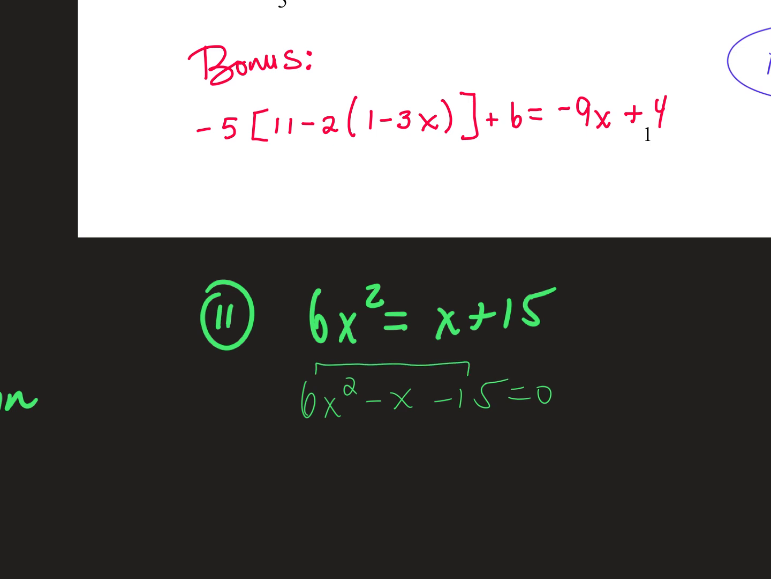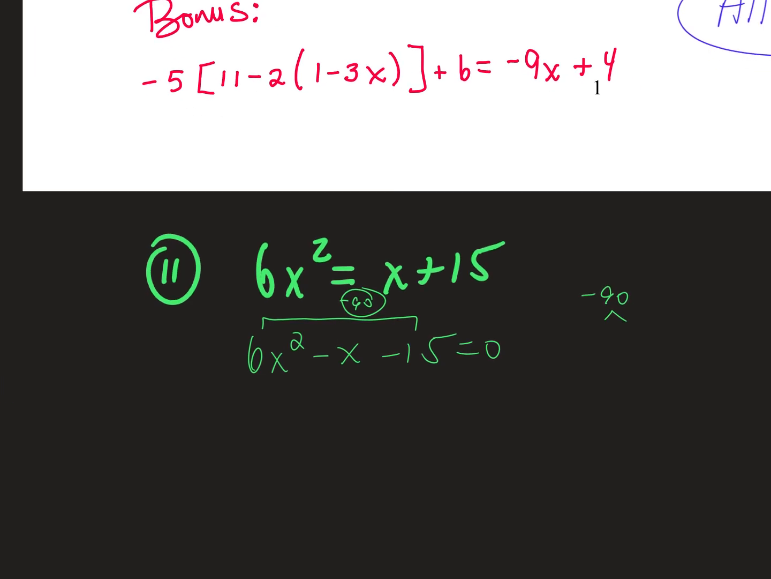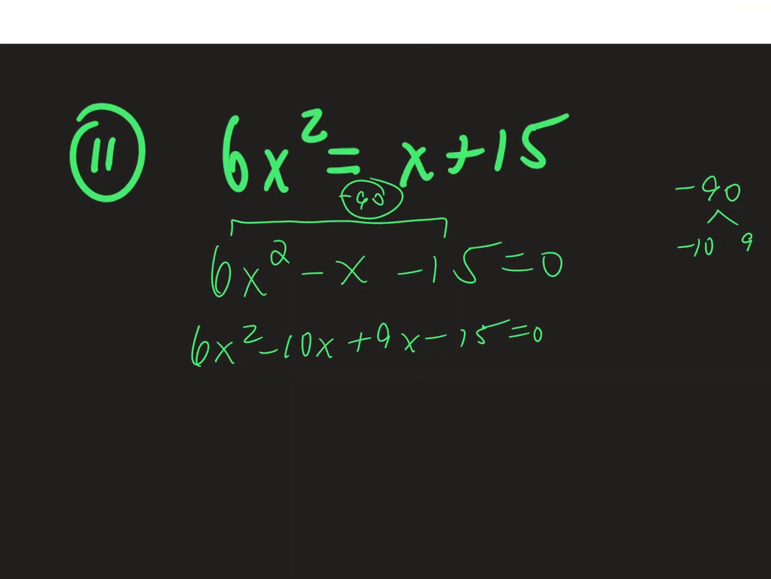So factors of 6 times negative 15 is negative 90. What's going to multiply to give me negative 90, but add to give me a negative 1 in the middle? Well, that's easy, guys. It's going to be negative 10 and positive 9. So I'll do this one the grouping way, and then I'll do it my little shortcut way. So 6x squared minus 10x plus 9x minus 15 equals 0. So we're going to group.